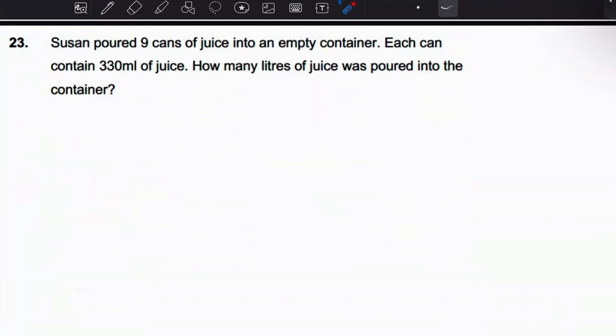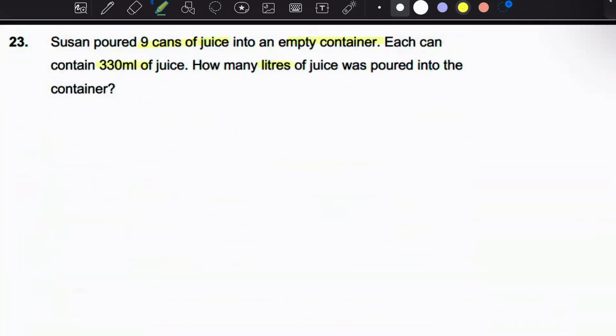Question number 23. Susan poured 9 cans of juice into an empty container. Each can contains 330 milliliters of juice. How many liters of juice was poured into the container? Take note of the units. In this question you have 2 types of units, milliliters and liters. So don't make the careless mistake of using the wrong units in your answer or in your working.